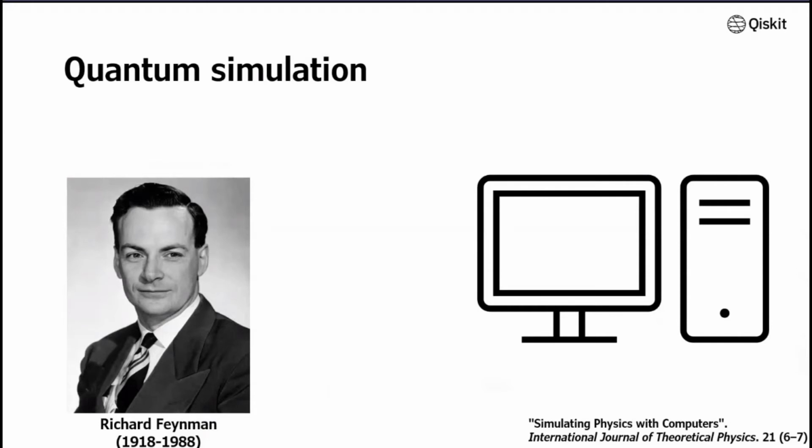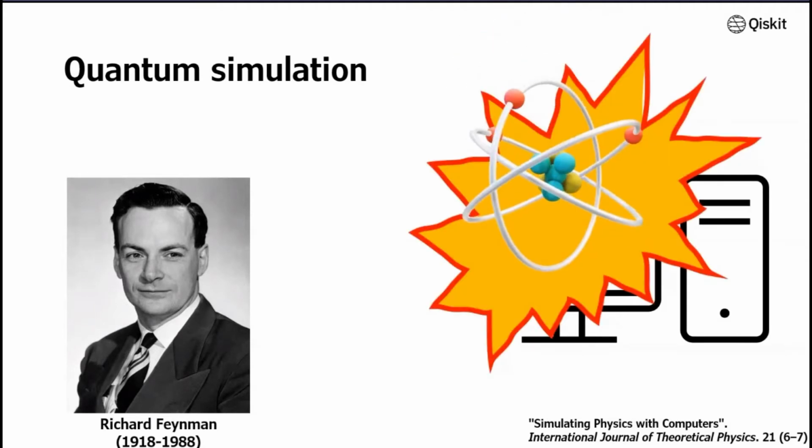The beginning of the idea started with Richard Feynman in 1982. He found one of the problems: if we want to model a quantum system with our computer, it shows an exponential slowdown, because superposition and entanglement make the problem really complicated.